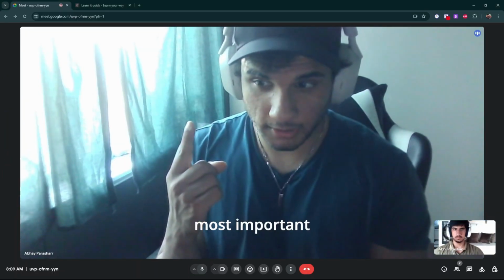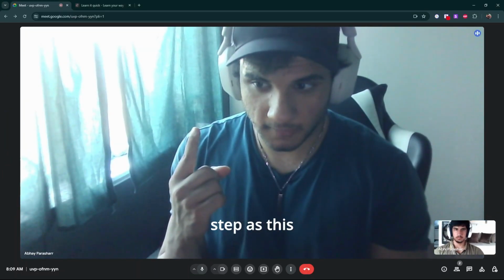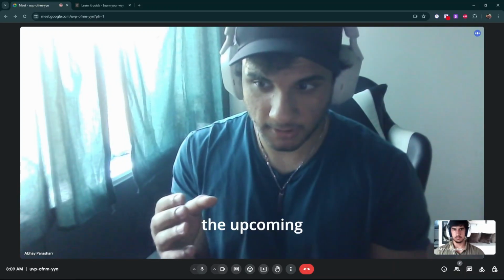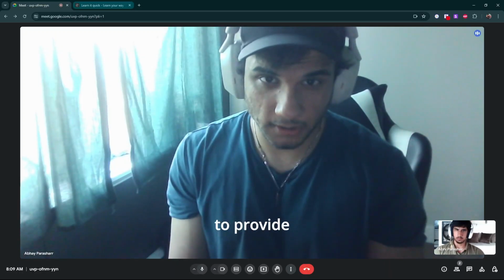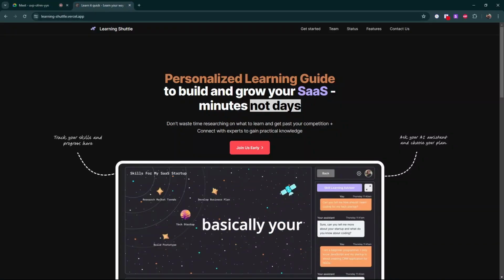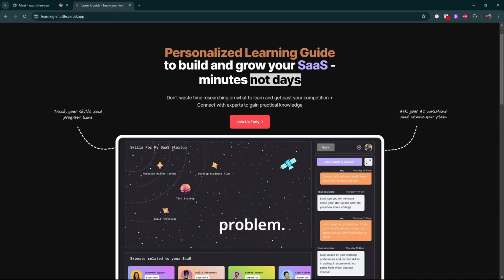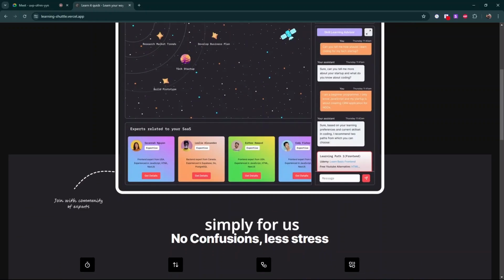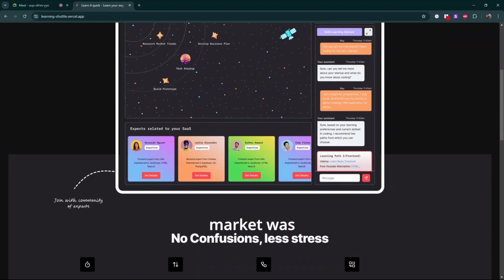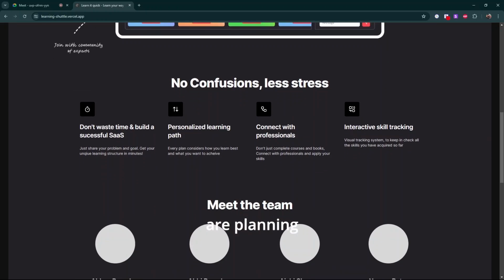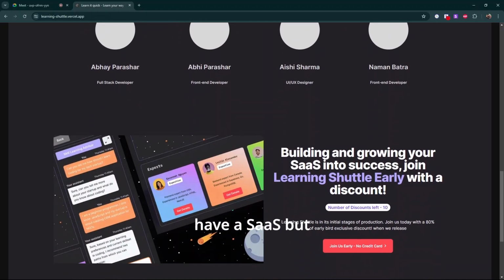Step number one, and the most important step, as this step will determine how this SaaS and the upcoming SaaS businesses will perform, would be to decide which section of people you want to provide value to, or basically your target market, and decide what problem space you are interested in. Problem space is a set of closely related problems. To explain this simply, for us, the problem space was the problem people encounter in building out their SaaS, and our target market was fellow SaaS founders who are planning to launch their SaaS or have a SaaS but want to grow it.